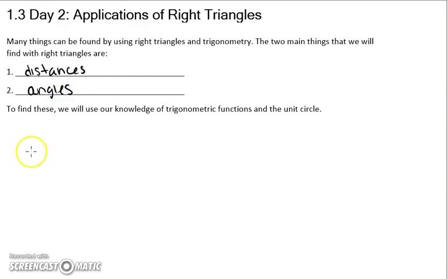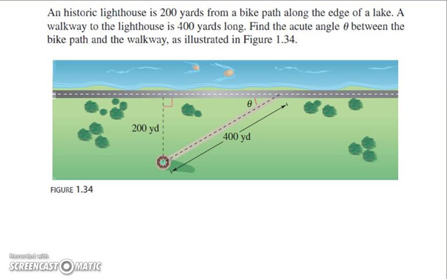To find these, we're going to need knowledge of our trig functions. So sine, cosine, tangent are going to be the big ones, and we also need to know a little bit about our unit circle. There are two examples we need to look at. The first one is going to be finding an angle between two things. It says a historic lighthouse is 200 yards from a bike path along the edge of a lake. The walkway to the lighthouse is 400 yards long. Find the acute angle theta between the bike path and the walkway as illustrated in the picture.